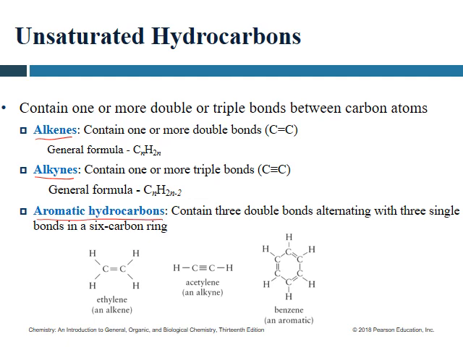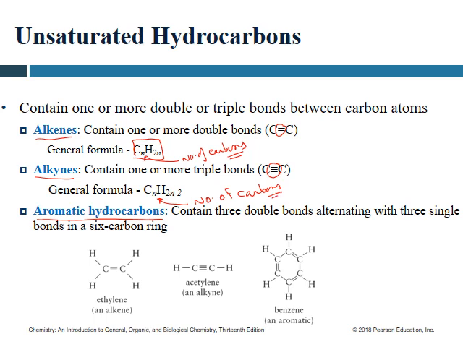So alkene, unsaturated hydrocarbons contain a double bond, alkyne contains a triple bond, right? And then the general formula for alkene is CnH2n, where n is the number of carbons, right? Number of carbons.